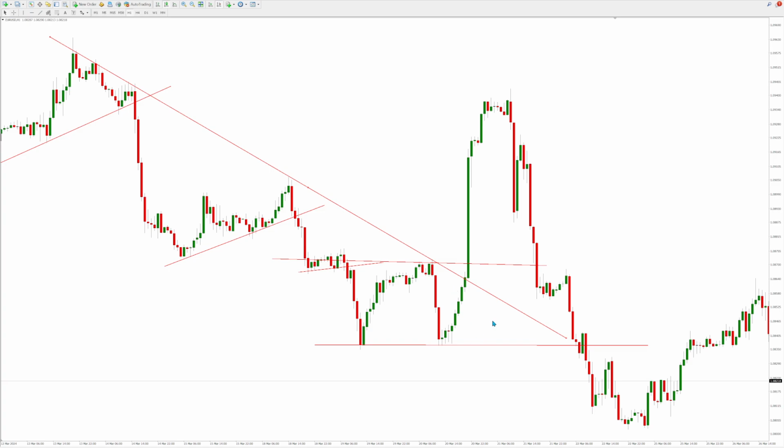Okay, well, hopefully that's clarified what the bear trap trading strategy is, and you can start looking for them on your charts.